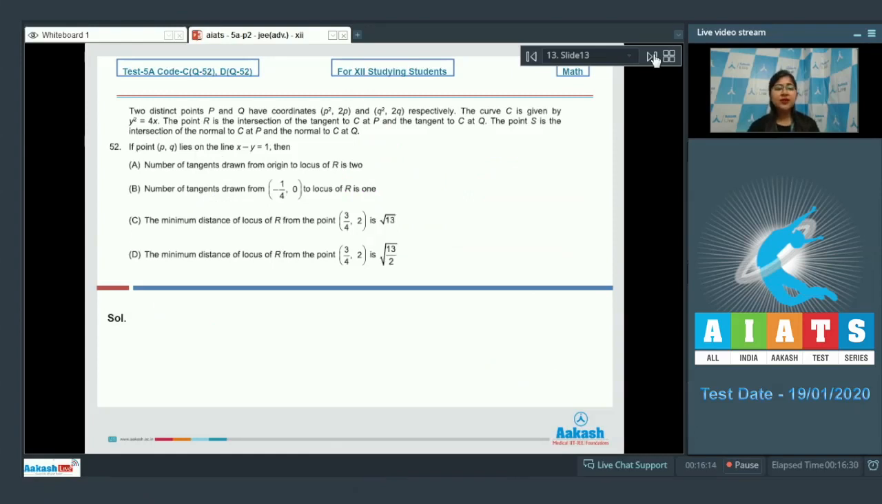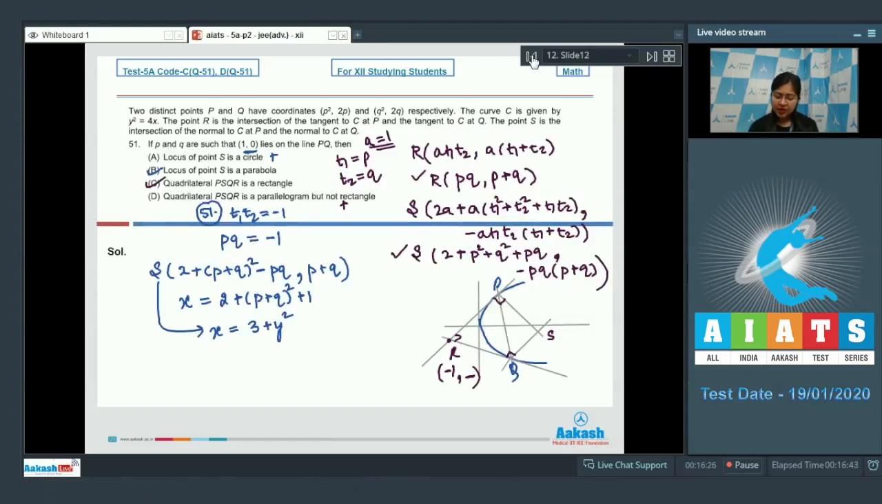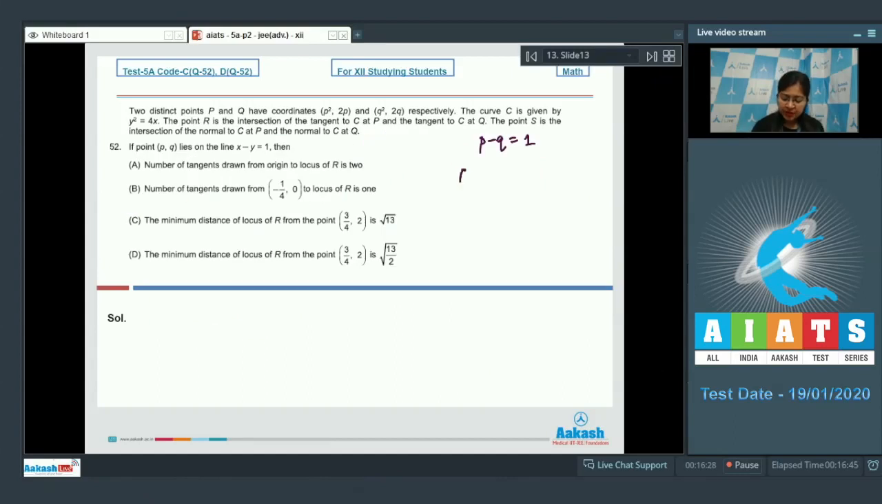Now question number 52 says that point p, q lies on the line x minus y equal to 1. So here it is given that p minus q is equal to 1. And we have to talk about, in the options, the locus of R. See, R we have already found, it is pq, p plus q. So x coordinate is pq and y coordinate is p plus q. So y square can be written equal to p minus q whole square plus 4pq. So y square is equal to 1 plus 4x. So this is the locus of R.